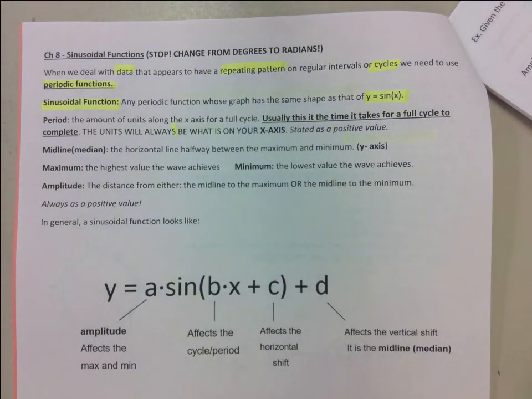We all know that, what is the other one? There's sine and then there's cosine. Did you know that you can also have a cosine function? We're not going to ever deal with cosine. It's always going to be sine. Sinusoidal, that's all we deal with in this course.